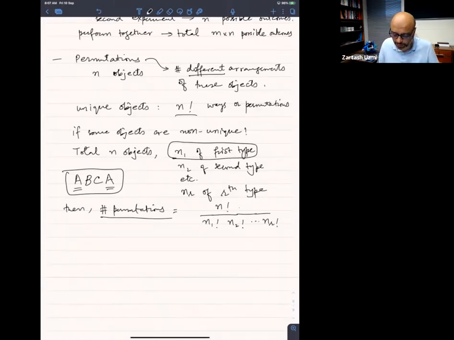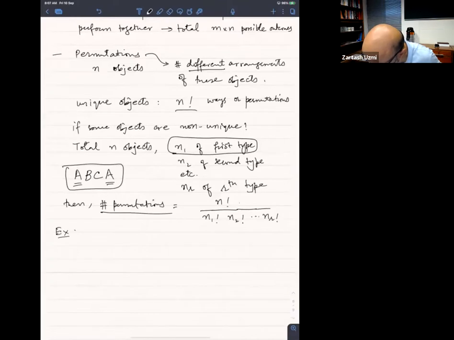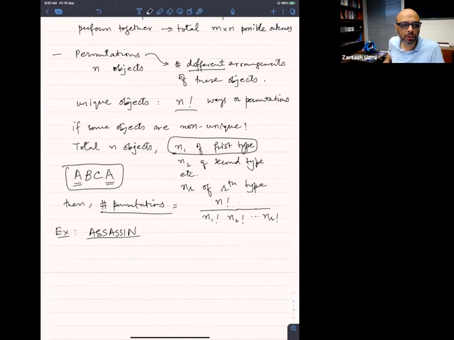And we had a couple of examples. One example of this is the word assassin. How many total permutations are there for this word, for all these letters A, S, S, A, S, S, I, N? How many total different permutations? Answers in the chat window. Anyone?